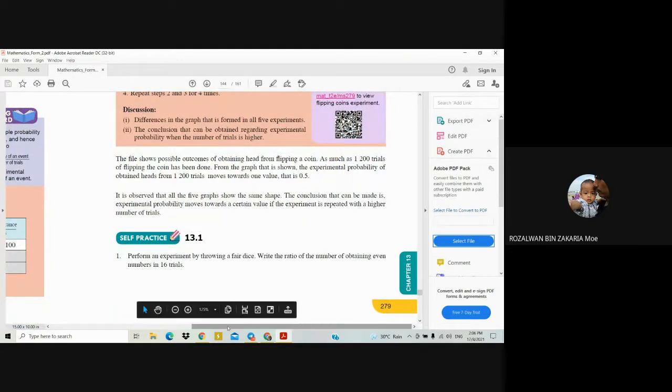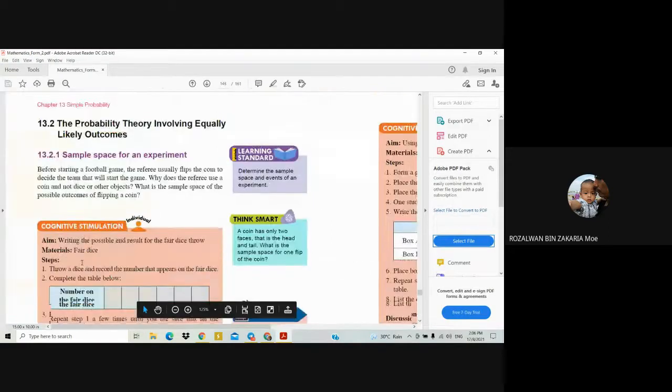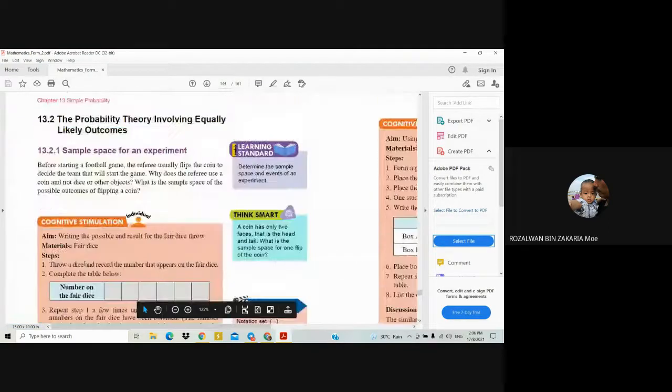Okay, all right, this one. We go for this one, 13.2. The probability theory involving equally likely outcomes. Okay, 13.2.1, sample space for an experiment.